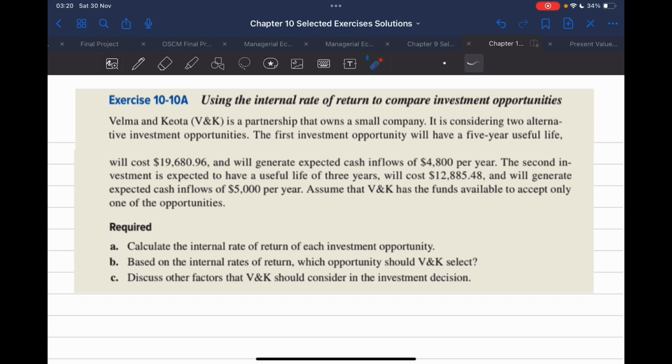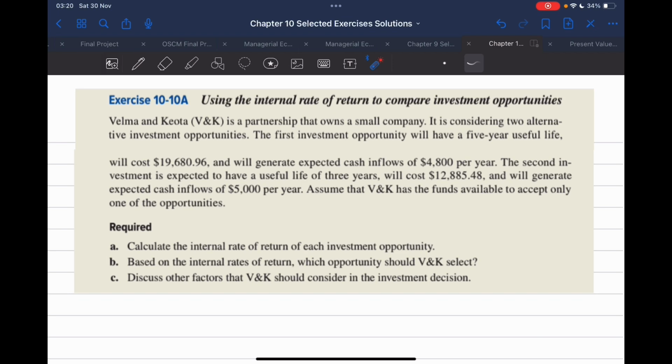So let's read the question together. It says Velma and Kyoto (V&K) is a partnership that owns a small company. It is considering two alternative investment opportunities. The first investment opportunity will have a 5-year useful life, will cost $19,680.96 and will generate expected cash inflows of $4,800 per year.